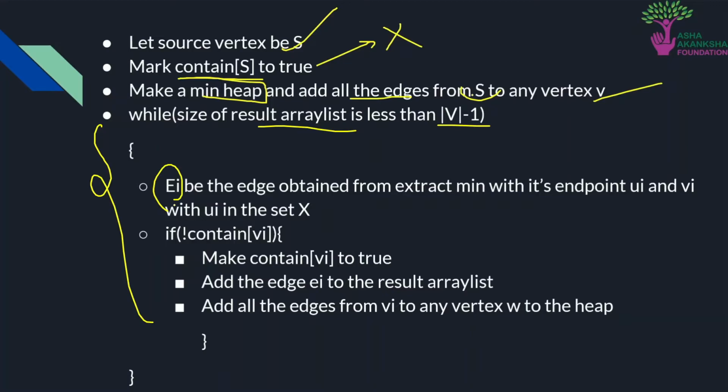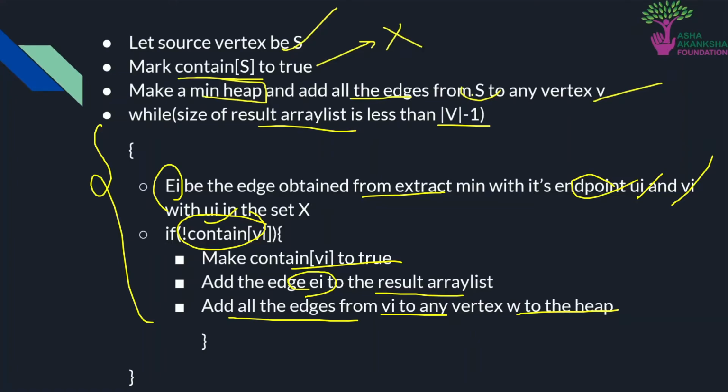So let us assume that e_i was the edge obtained from extract min, and its endpoints are u_i and v_i, and we are assuming that u_i belongs to set X. So first we have to check whether v_i is in set X or not. If it is not, we have to add it to the set X, add the edge obtained from the extract min to the result array, and add all the edges from v_i to any vertex w to the heap. So this was the pseudocode.